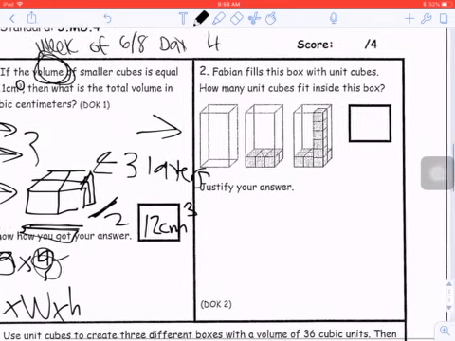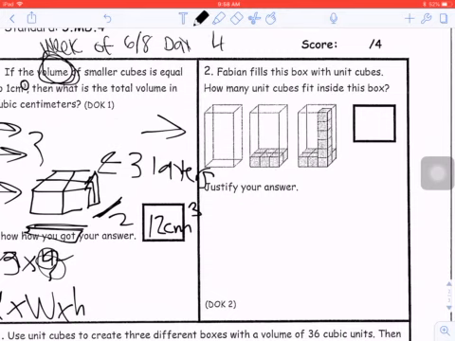All right, next problem. Fabian fills this box with unit cubes. How many unit cubes fit inside this box? So, same kind of thing. We're doing length times width times height. If you can see all of the cubes on a layer, and you know right there is 6, you can do 6, which would be your length and your width, times your height. Let me go ahead and undo that. Or you can do your length, which is 3, times your width, which is 2, times your height, which is 1, 2, 3, 4, 5, 6.